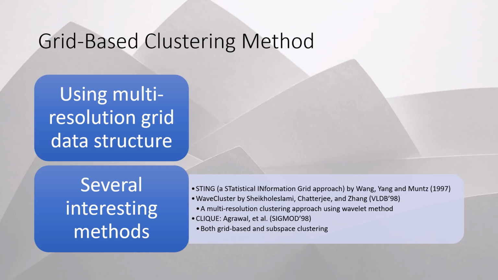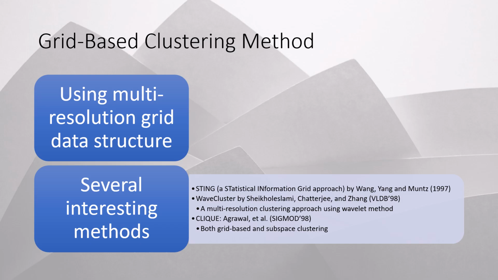STING is an abbreviation of Statistical Information Grid. It's a grid-based multi-resolution clustering technique in which the embedding spatial area of the input object is divided into rectangular cells. The space can be divided in a hierarchical and recursive way. Several levels of such rectangular cells correspond to different levels of resolution and form a hierarchical structure. Each cell at a high level is partitioned to form a number of cells at the next lower level.